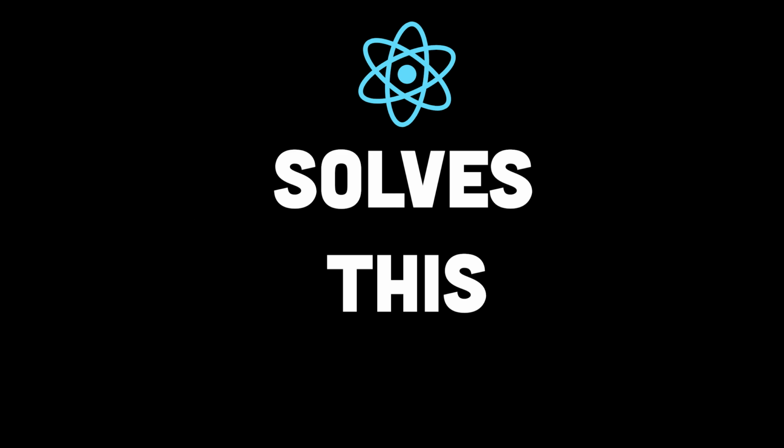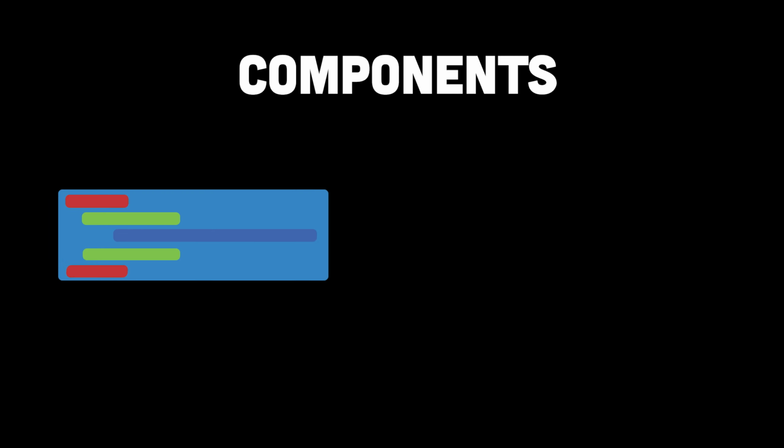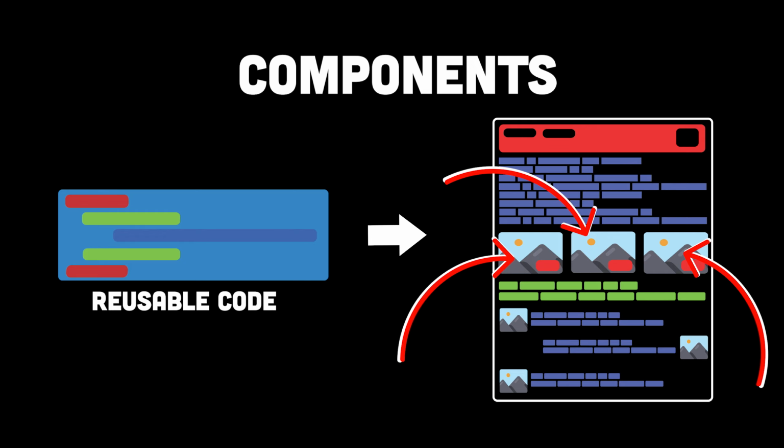React solves this problem, and it solves it with the introduction of a concept known as components. A component is a piece of reusable code which corresponds to a specific section of an application. Let's go back to our web page example. We can break this page down into several different sections. We have the navigation bar, a hero section, a few cards, some text, and a feed. This can be broken down even further, with each image containing a button and the feed containing several reviews.